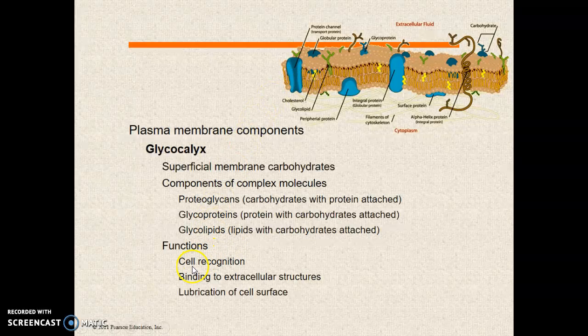Some of the functions would be cell recognition, how one of our cells recognizes that another cell is from our same body. Some of these functions would include binding to other structures, and some of them are for lubrication. This whole carbohydrate-based membrane outside the plasma membrane is called the glycocalyx.